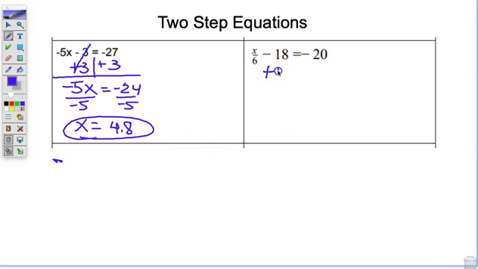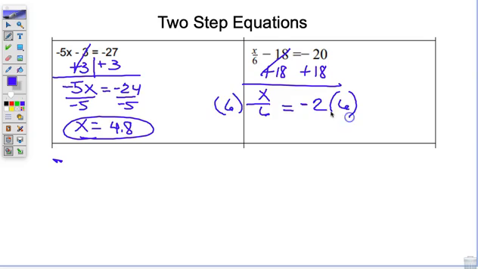In the next one, we're going to add 18 to both sides. This equals 0. We have x over 6 is equal to negative 20 plus a positive 18 is a negative 2. From here, you want to make sure you're undoing this operation, x divided by 6. The inverse or opposite would be to multiply by 6. So again, these cancel each other out, and x is equal to a negative 12. And again, you can also check your answer. I do know it's correct.